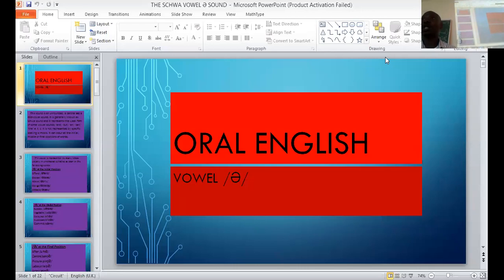We need to pay attention to this activity or today's work. It's very important we pay attention to it, because it may not come again till you end GSS3. Please, this is an opportunity for you to understand this sound. It's a little difficult. This sound is a schwa sound. We call it schwa. Please say it, schwa. Schwa sound.